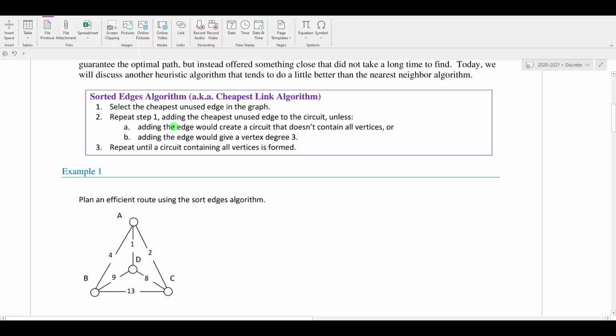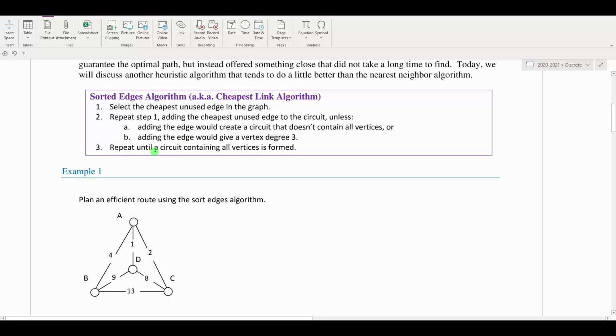No matter where it's at in the graph, you just add it to your circuit, as long as it doesn't do one of the two things listed here. All right, we do not want to add an edge that would create a circuit that does not contain all the vertices, because we want to make sure we visit all of the cities. If we complete a circuit that does not include one of the cities, that defeats the purpose. The other thing we don't want to do is create a vertex with a degree of 3. Every vertex, as we add edges to our circuit, should never exceed a degree of 2. And you'll see what that looks like as we go through it.